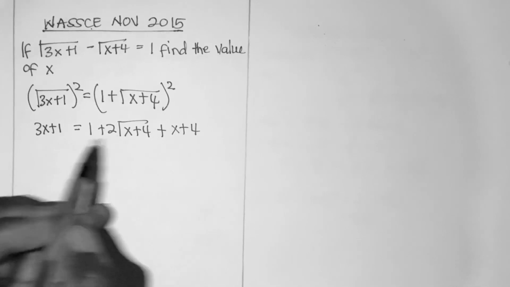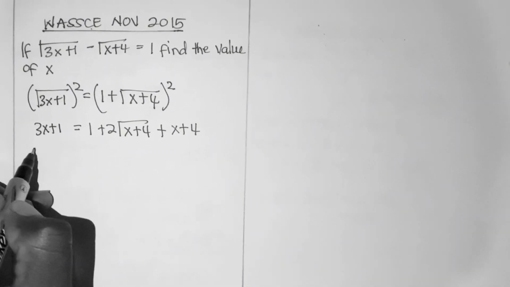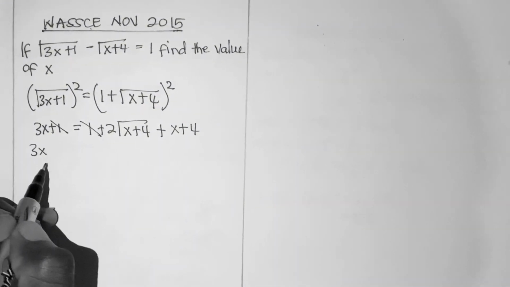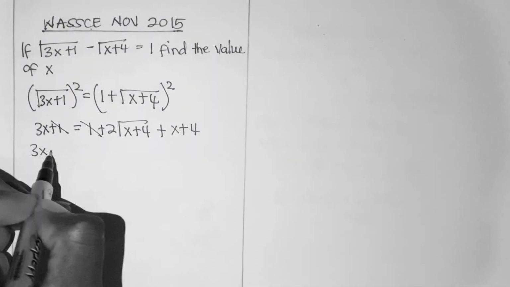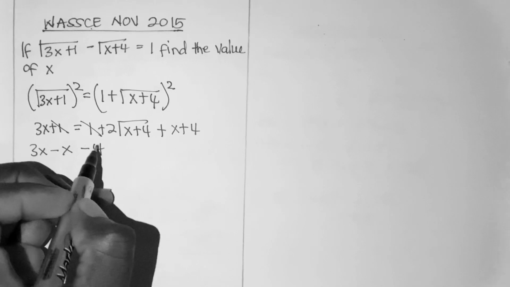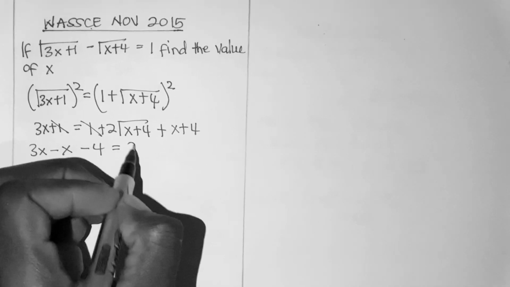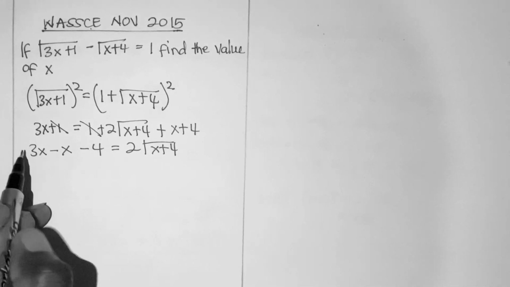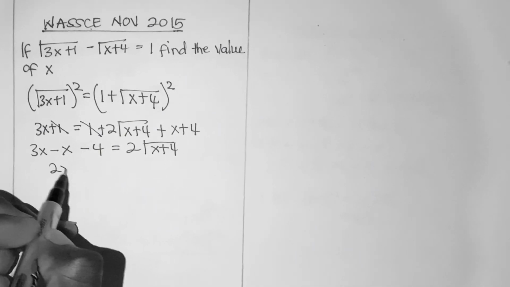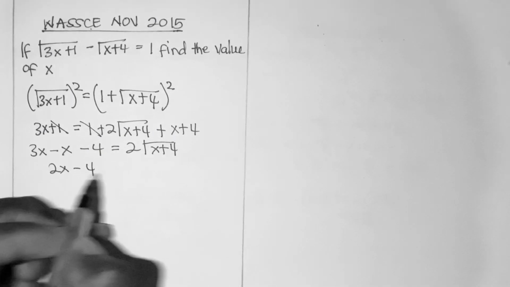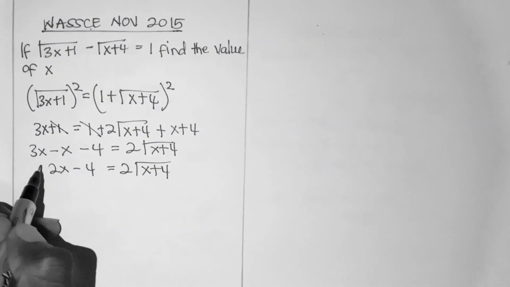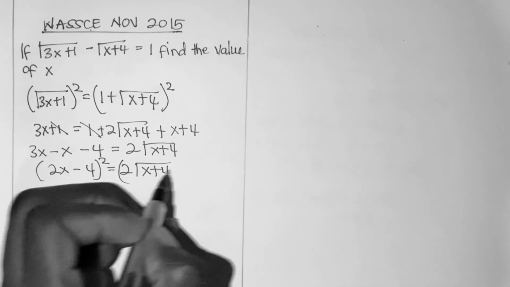So let's take all of this to the left hand side. So we get 3x plus 1 will cancel. So we now have 3x minus x minus 4 is equal to 2 root x plus 4. So this becomes 3x minus x is 2x, minus 4 equals 2 root x plus 4. So we can square it again.